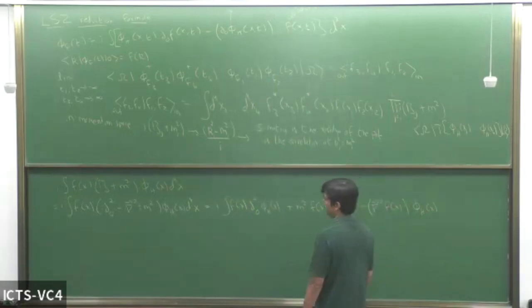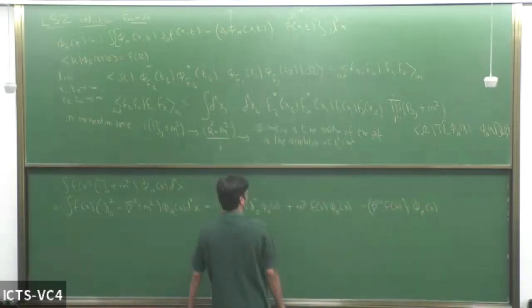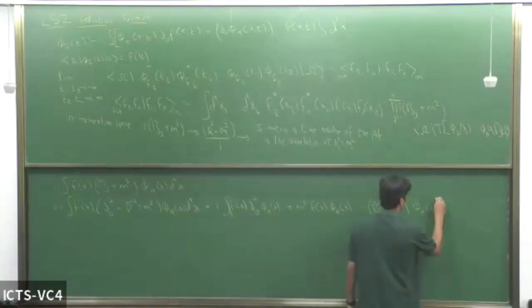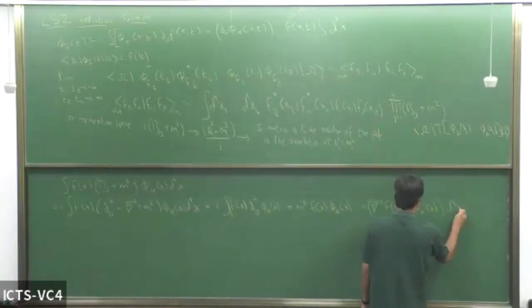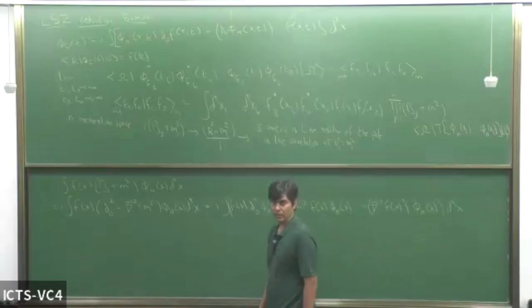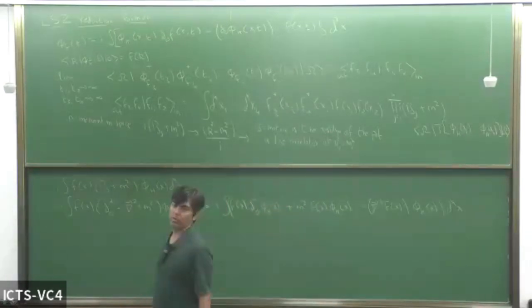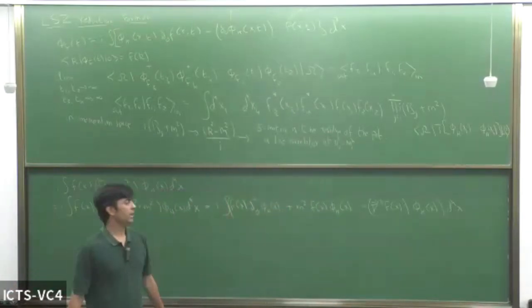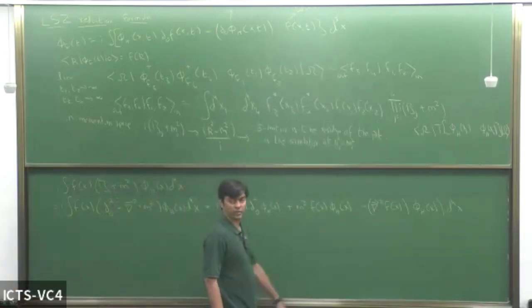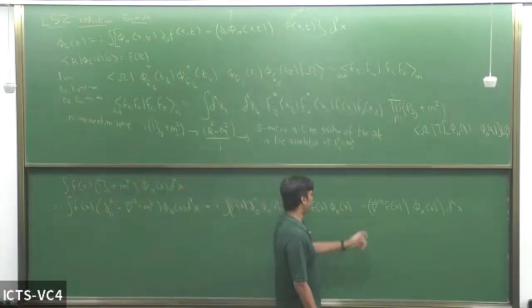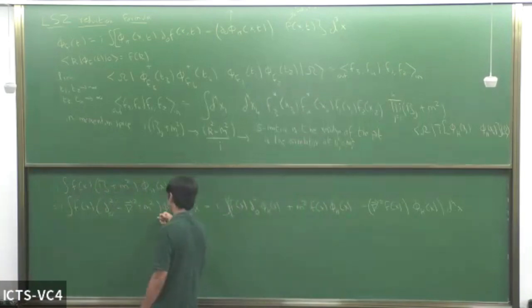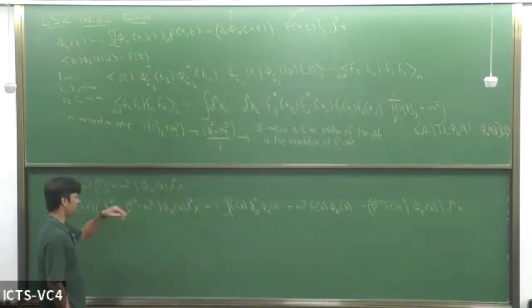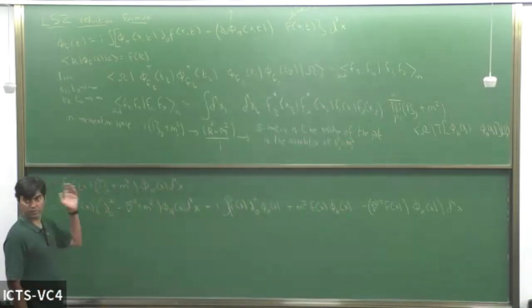Why am I allowed to do this? Well, I'm allowed to do this because this f of x we're assuming is some wave packet, and it's a wave packet that has finite extent. Because it has finite extent, it doesn't have any support at infinity, and so there's no boundary term when you do this integral. And you can just shift the del squared from acting on phi of x to acting on f of x. Is this clear?